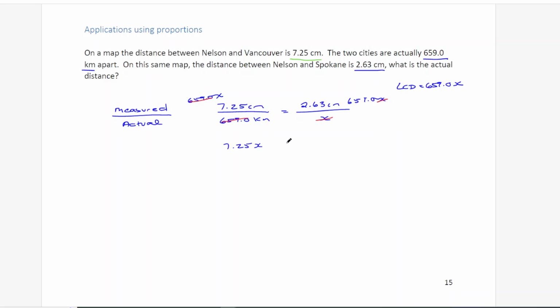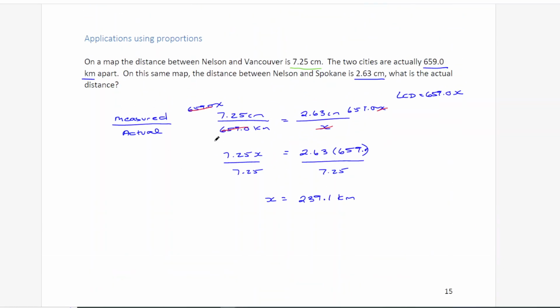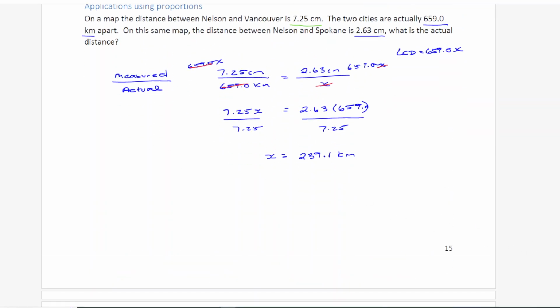7.25x, I don't need the units anymore, is equal to 2.63 times 659. I don't need the 0.0, but I should keep it there. And then to solve for x, I'm going to divide both sides by 7.25. And I end up with x equals 2.63 times 659 divided by 7.25, which gives me 239.1 kilometers, being the actual distance. All right. So they're all kind of like this, so I only gave one example, but we're going to move on to the next type of proportion.